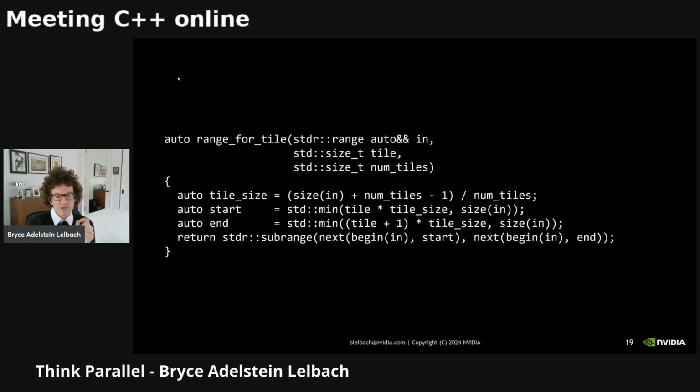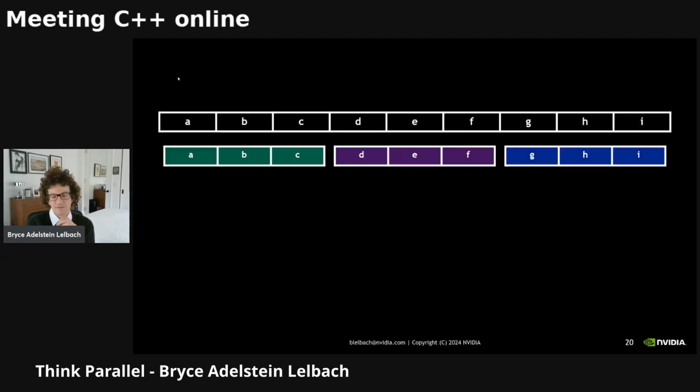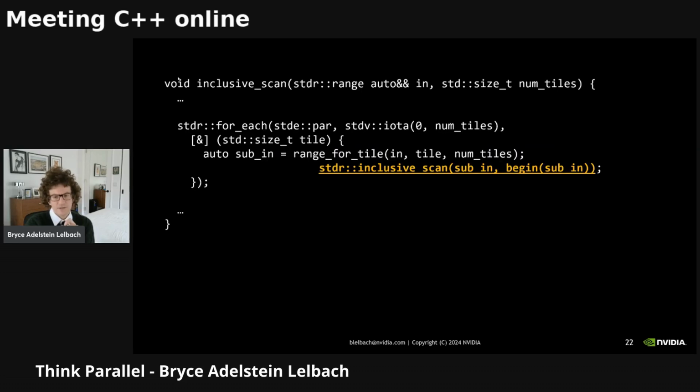We use the range for tile helper function for this. It just divides the input among the tiles as evenly as possible, and then it handles remainders for the last few tiles. Then we take all the elements in each tile, and we perform a local serial scan on them, which we do right here in the code.